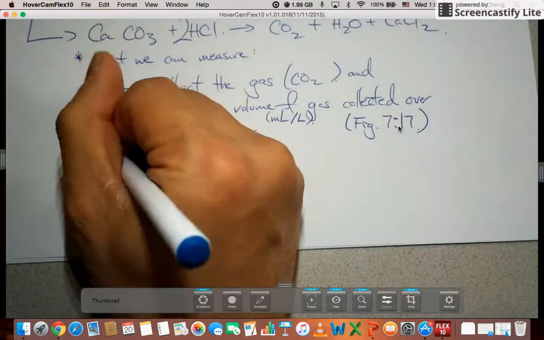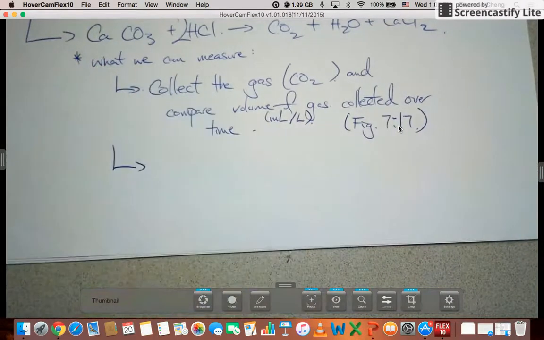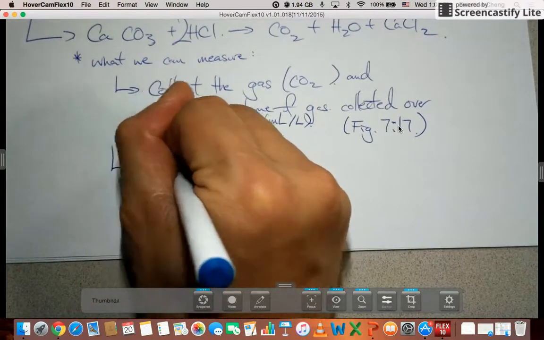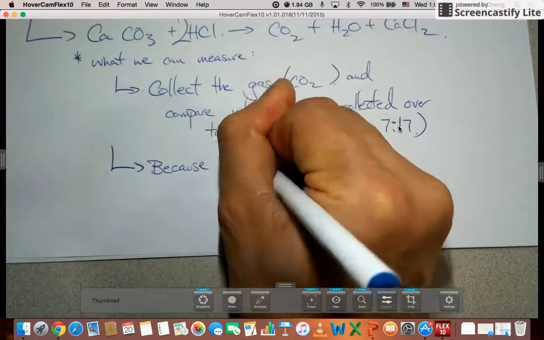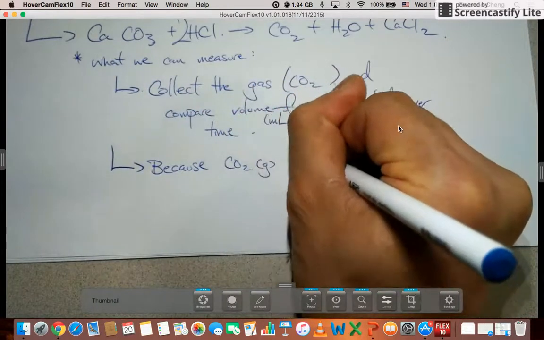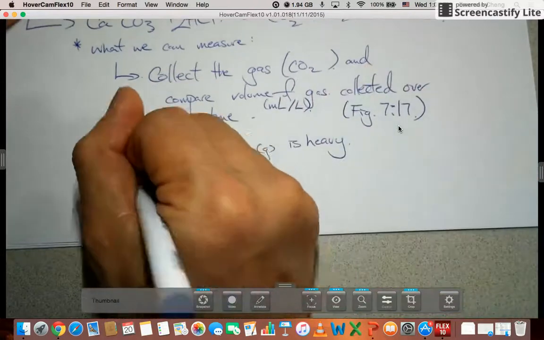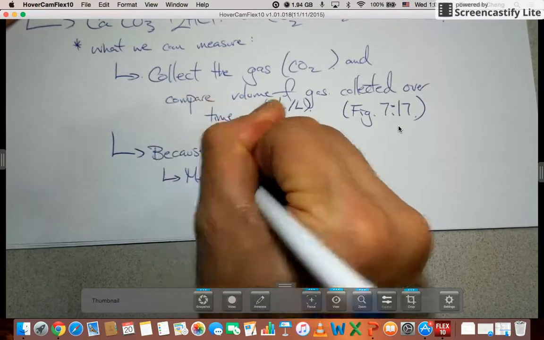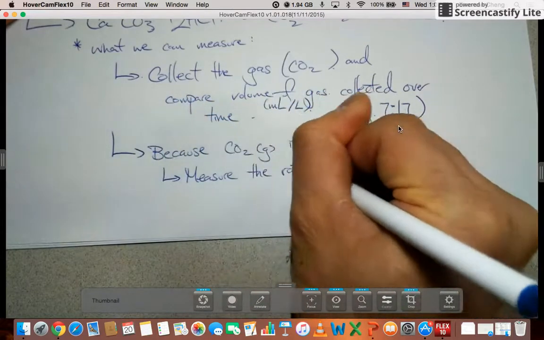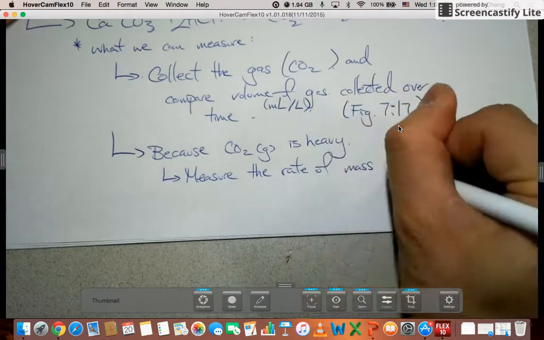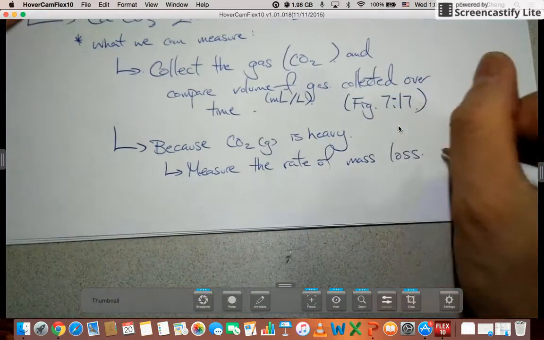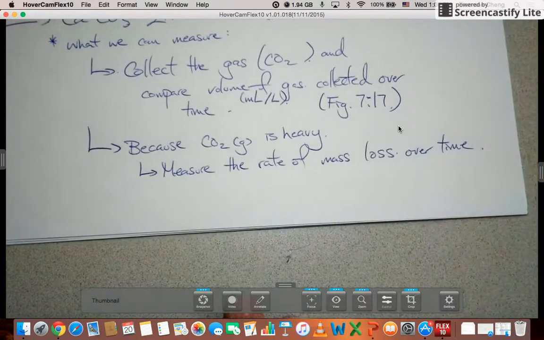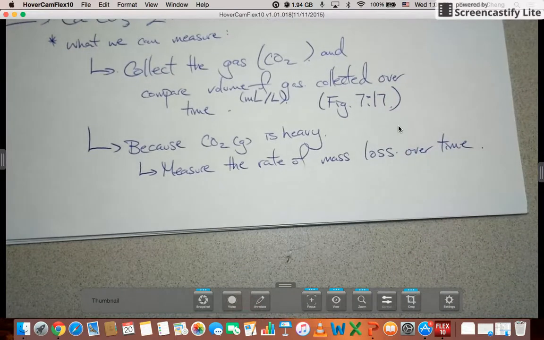So you can collect the gas, or, because carbon dioxide is a heavy gas, in this case you can measure the rate of mass loss over time. You can measure the rate of mass loss over time.